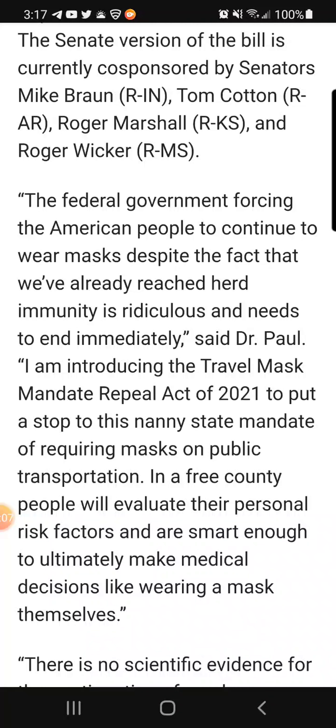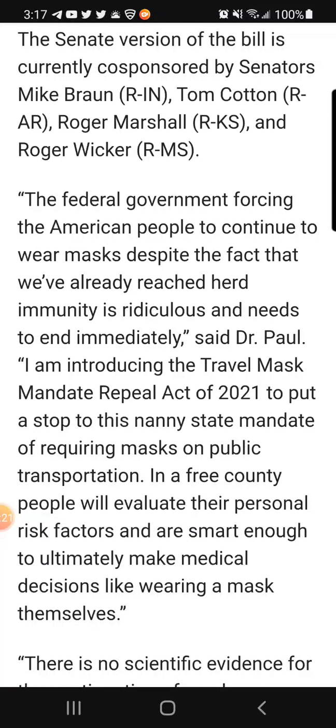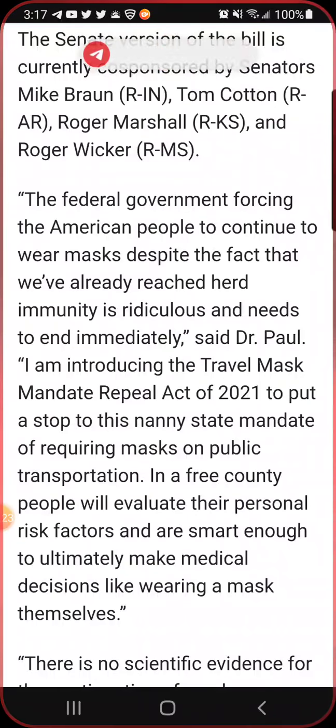This is a free country, okay? And you are listening to what the Democrats are telling you. Oh, put your mask on. Get a jab, put 2 masks on, this and that. Stop listening to them. They're baby tyrants.